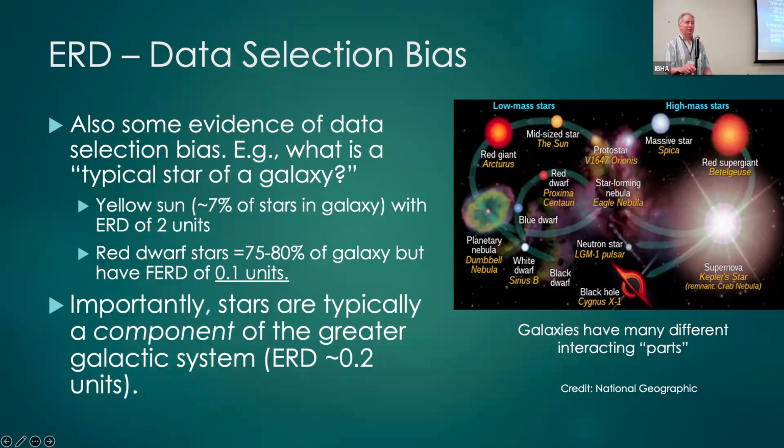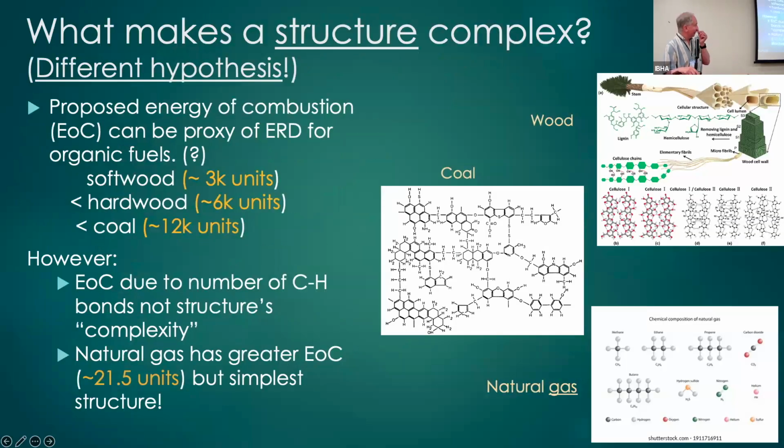And more importantly, stars again are subcomponents. So I can't say a neuron uses more energy than a glial cell in my brain, therefore the neuron is more complex than my brain. I mean, the same sort of thing. This is puzzling to me.